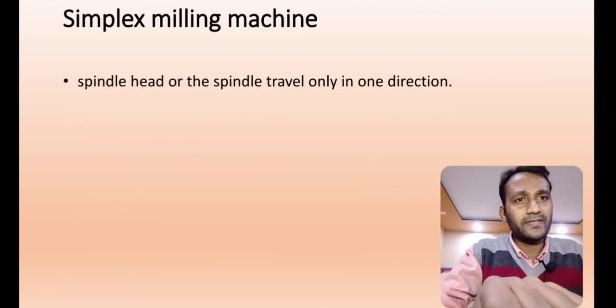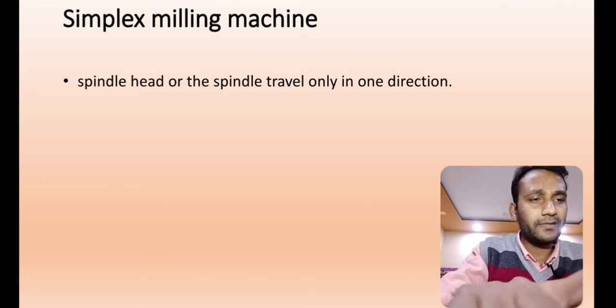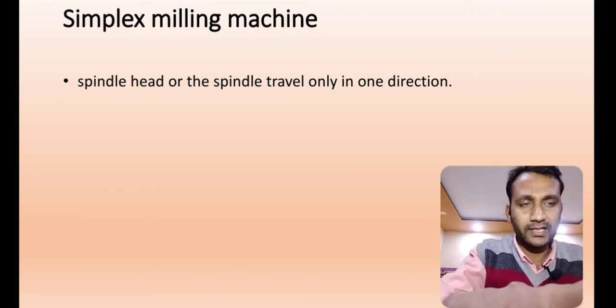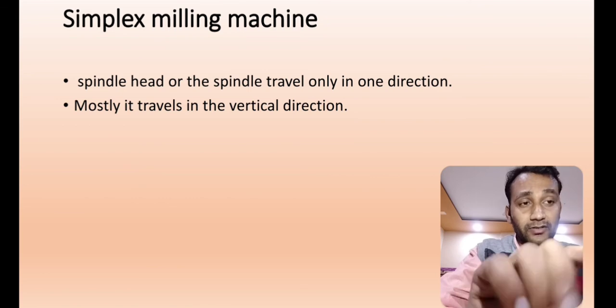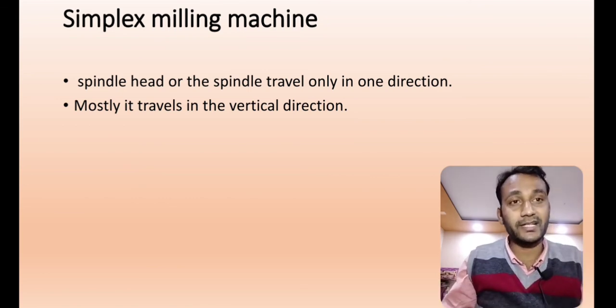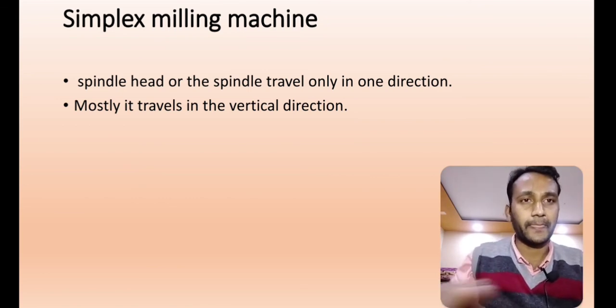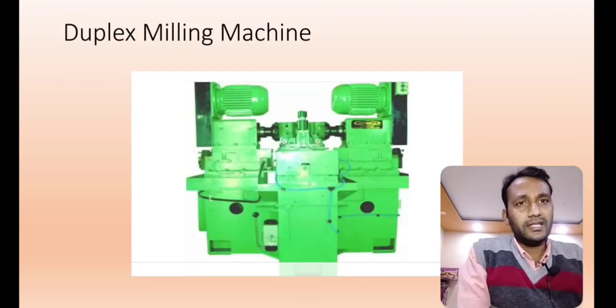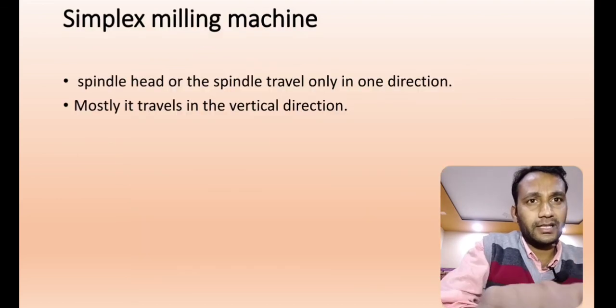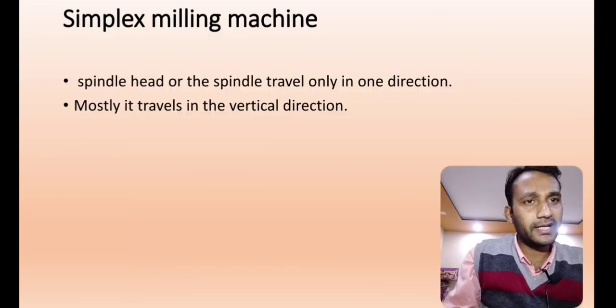Simplex milling machine. A simplex milling machine can travel in just one direction. Either it can travel in the horizontal direction or in the vertical direction. Sorry, mostly it travels in the vertical direction. It can't travel in the horizontal direction. So in the simplex milling machine there is one milling cutter, and it can rotate and have feed in just one direction, and that direction is the vertical direction.